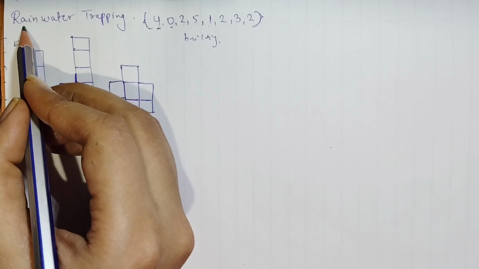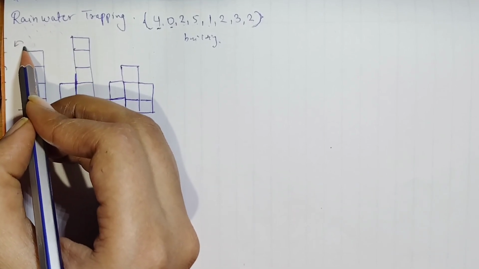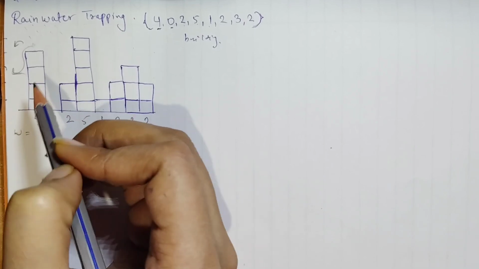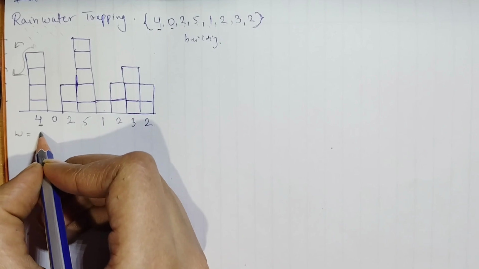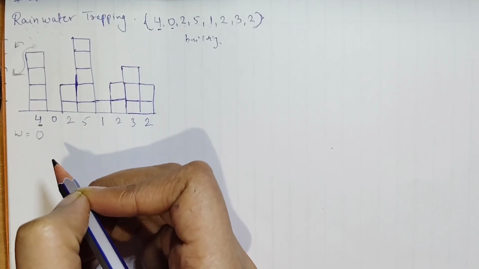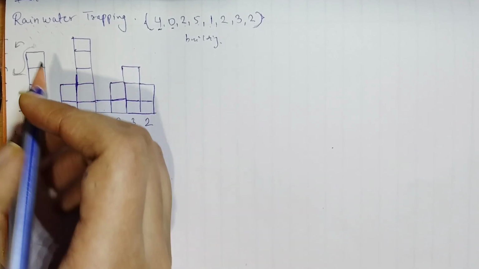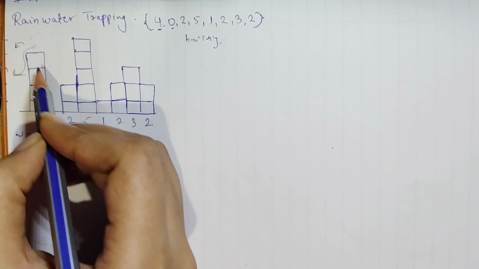So when it rains, water will come and it will spread out. So no water will be trapped here. How much water will be trapped here? 0. Now next is the 0 bar. When we talk about this building, no water is trapped because there is no building here which can help it to trap water.